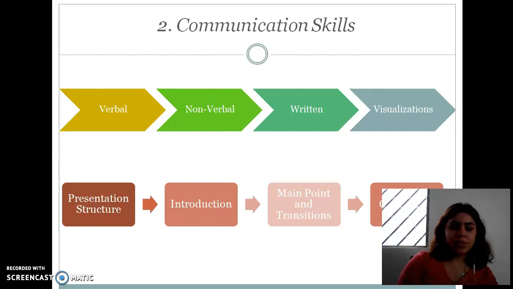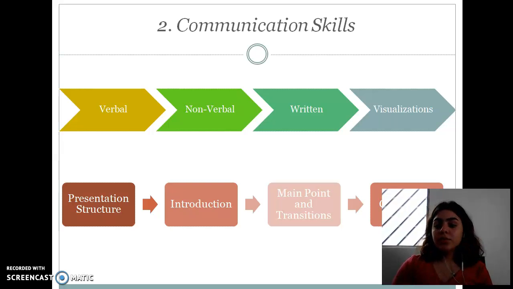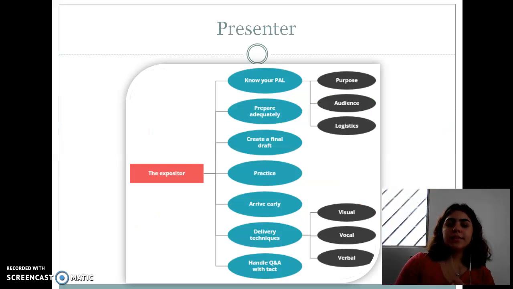The presentation structure has an introduction, main points and transitions, and it always has to end with a conclusion. This can be your posture about a subject, or what you think about any kind of problem, or if you agree or don't agree, and why. And this is very important.